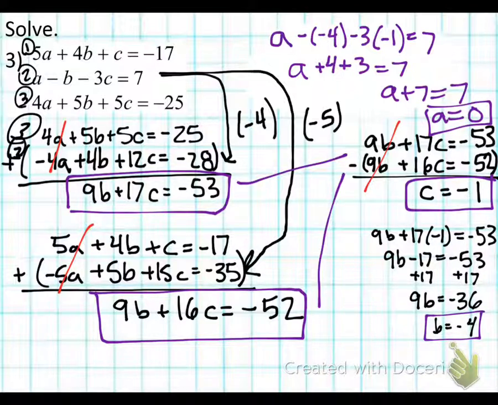Now I have each of those solved for, and I can write my final answer as an ordered triple if I want, which would be 0 for A, negative 4 for B, and negative 1 for C. So this is a typical three-variable system where I get an ordered answer. But again, it could be one of the previous cases where I get no solution or infinitely many solutions. If I get a statement like 0 equals 5 or 0 equals some number, there's no solution. But if I get 0 equals 0, then there are infinitely many solutions.